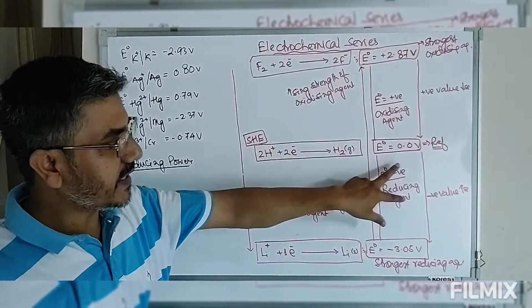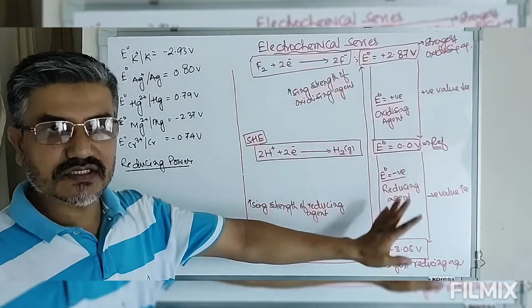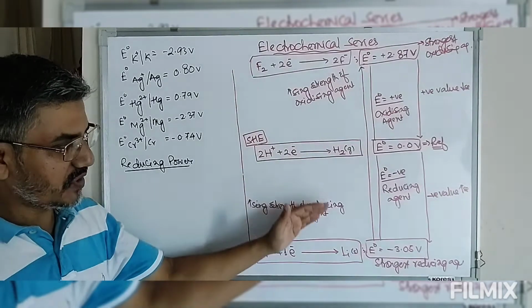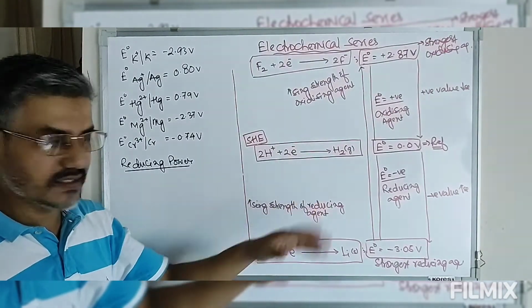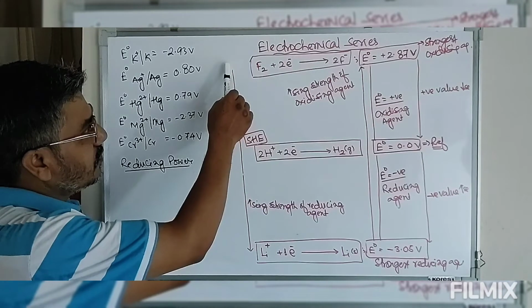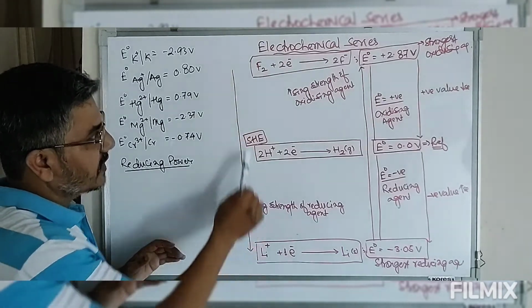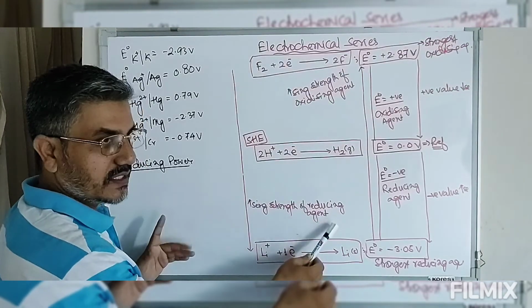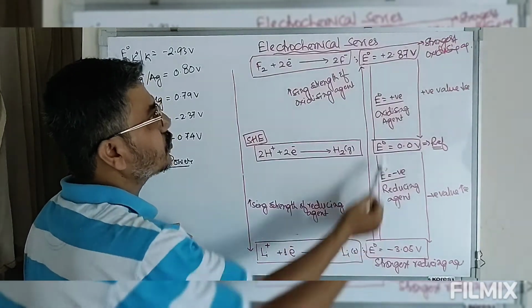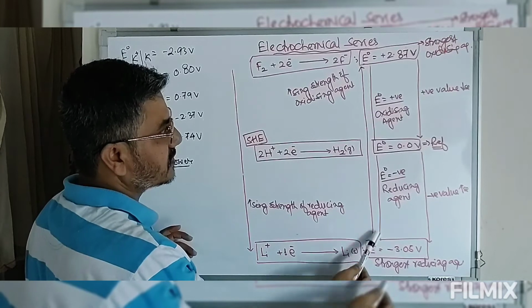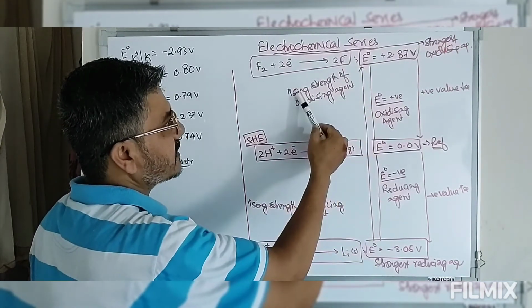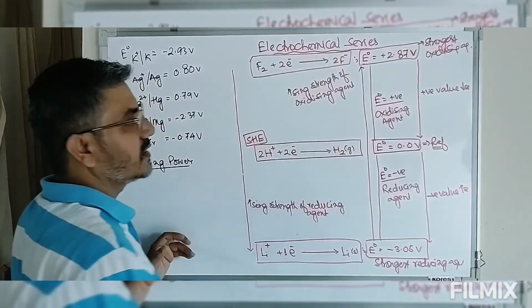Those electrons with negative reduction potential are known as reducing agents. So as the negative value of reduction potential increases, reducing character increases. So we have to look at this. From fluorine to lithium, negative value increases, so strength of reducing agent increases. Lithium to fluorine, positive value increases. So as the positive value increases, strength of oxidizing agent increases.